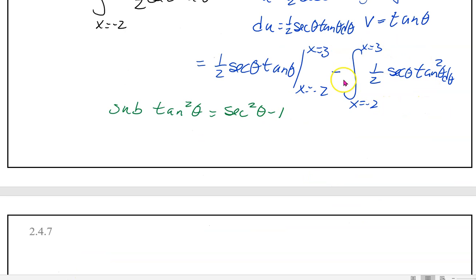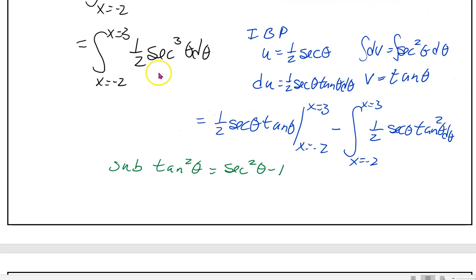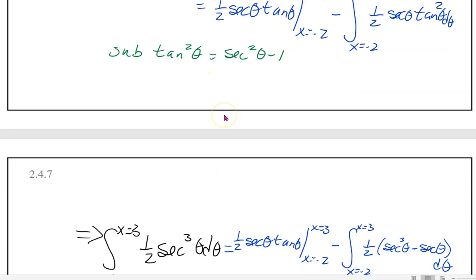This integral that we got coming out of the second part of integration by parts is now a trig integral. So we substitute tangent squared of theta equal to secant squared minus 1, and we replace it here in the integral. This part will not change and will hang out until we're ready to be done with this part right here. Note that what we're trying to find is the integral of 1/2 secant cubed of theta d theta.